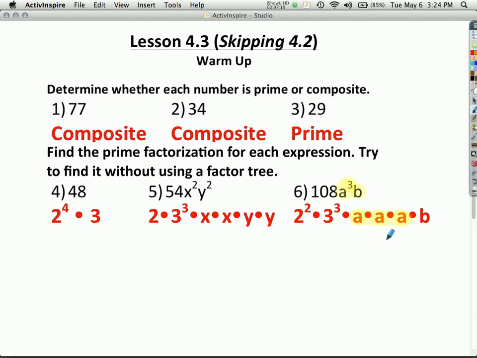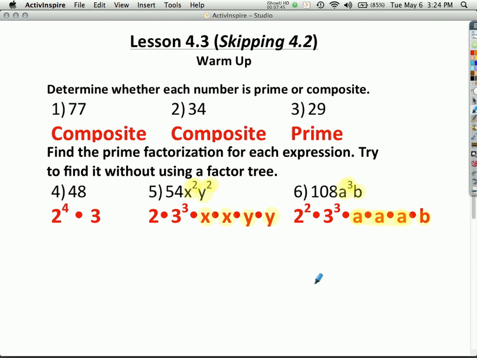B is really to the first power, and that's why we have one letter B. X to the second power, there's 2 X's. Y to the second power, there's 2 Y's. So figuring out the variables and how many of them to write is really not hard if you can make that connection.